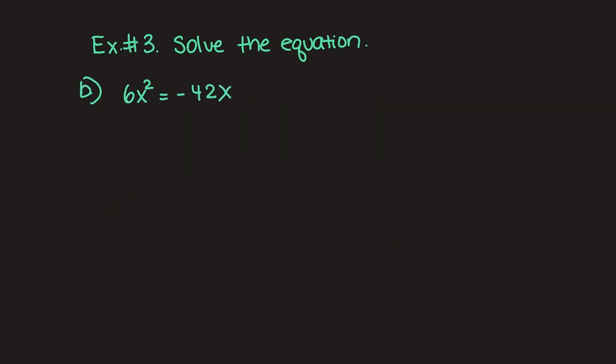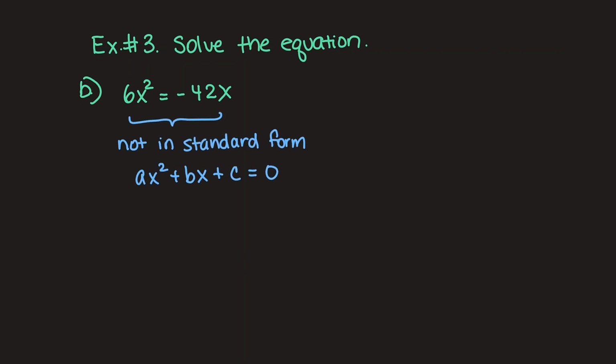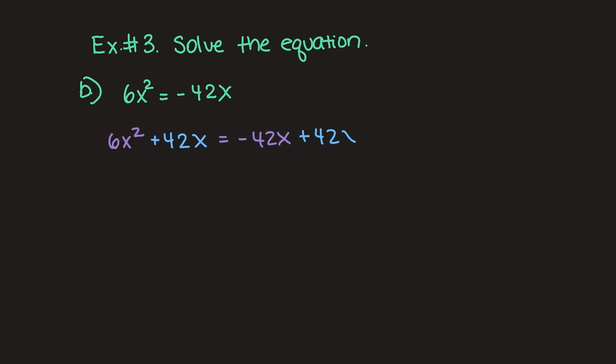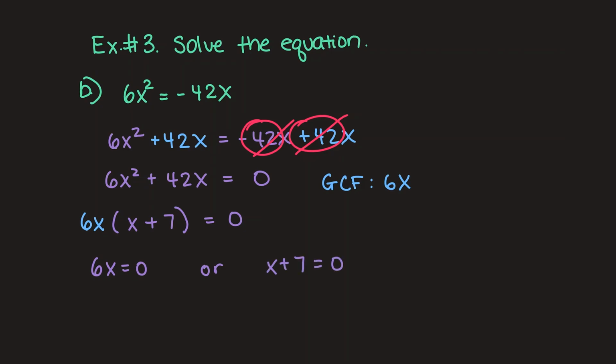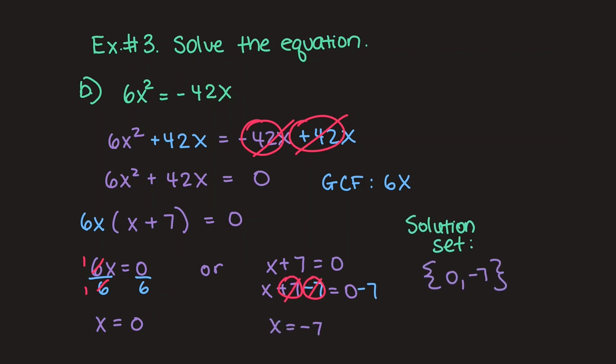For the next example, again, notice that the quadratic equation is not in standard form. To do so, we add 42x to both sides. Now that we have it in standard form, we will factor this side. It looks like these terms have a GCF of 6x, so we will factor this out first. So it looks like we cannot factor these any further. So now let's apply the zero factor property and set both factors equal to 0 and solve for x. So our two solutions are 0 and -7.